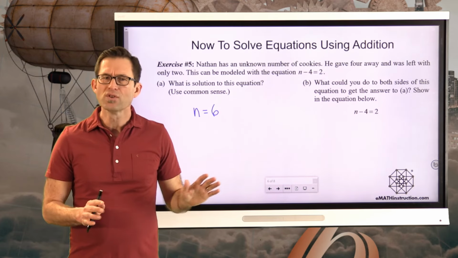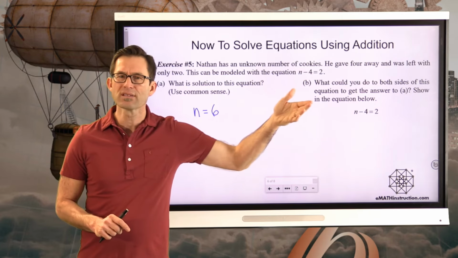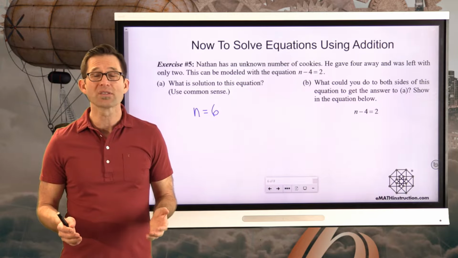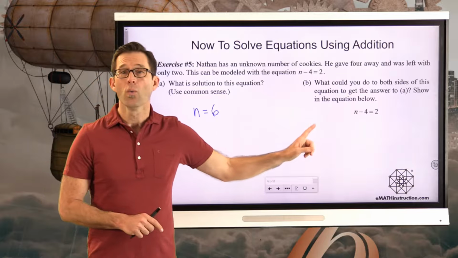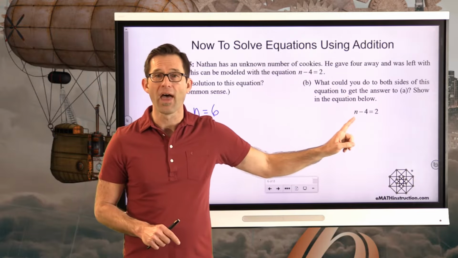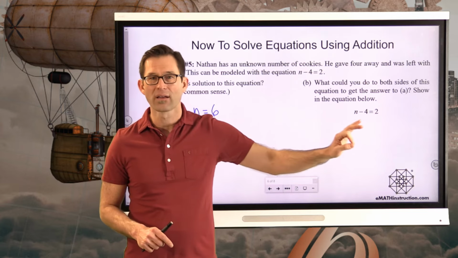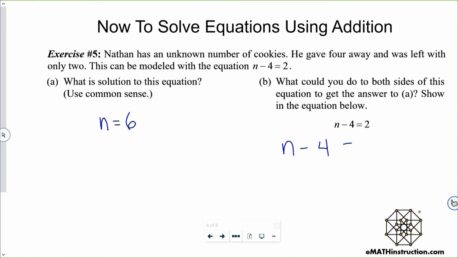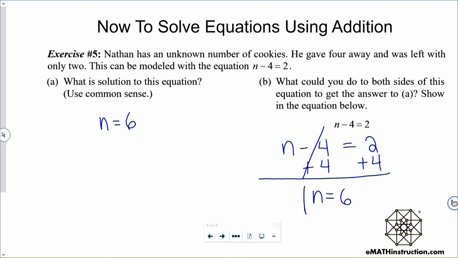But what can we do to just actually figure it out from here? Well, that's letter B, right? Letter B asks us, what can you do to both sides of this equation in order to get the answer to A? Show in the equation below. Well, what we can do is almost the opposite of what we have been doing. Because now we've subtracted 4 from n, I can add 4 back to both sides, right? So literally, I want to do the opposite of what's been done to the variable. So instead of now subtracting 4, I will add 4, and those will cancel out, and I'll get 6.